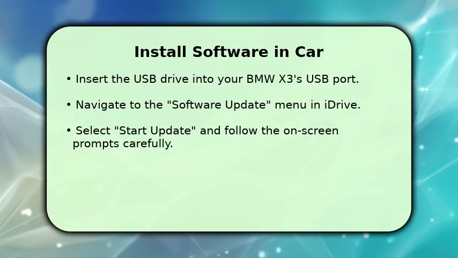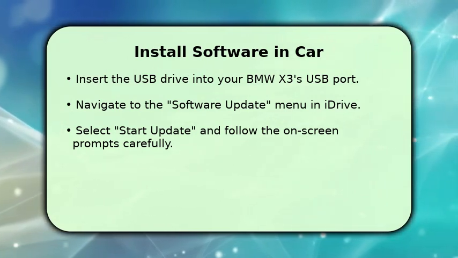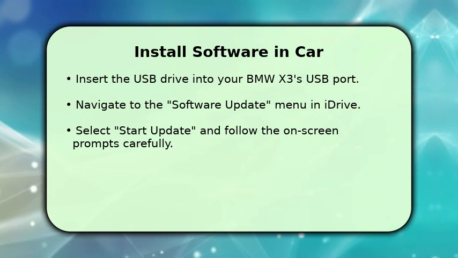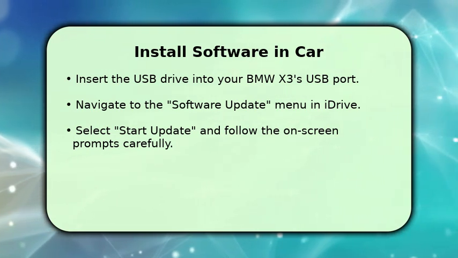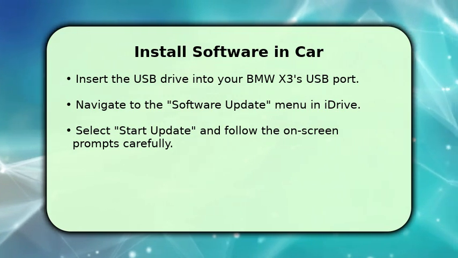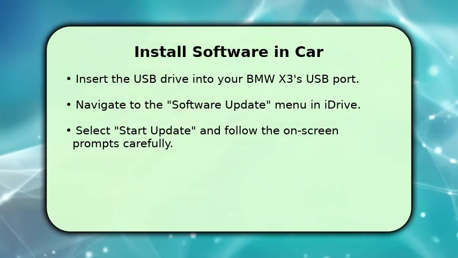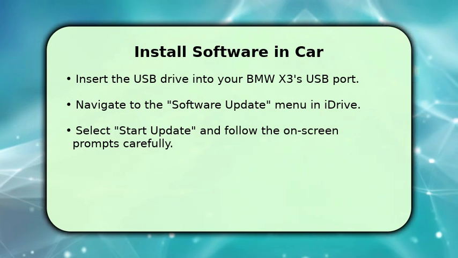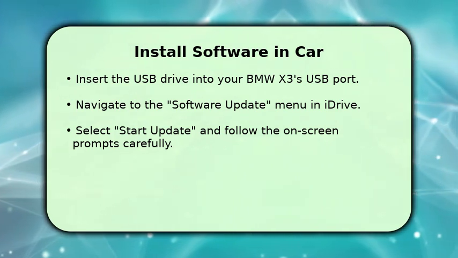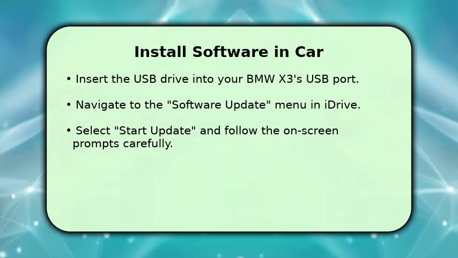Now it's time to install the software in your car. With your engine running, insert the USB drive containing the update file into your BMW X3's USB port. Go back to the Software Update menu within your iDrive system. The car should detect the update file automatically. Select Start Update and follow the clear on-screen instructions. Do not turn off the engine or remove the USB drive during this process.